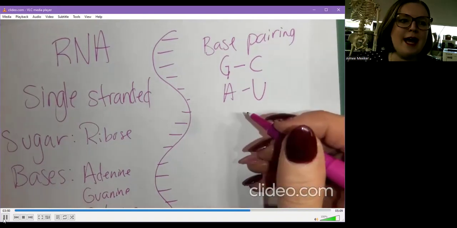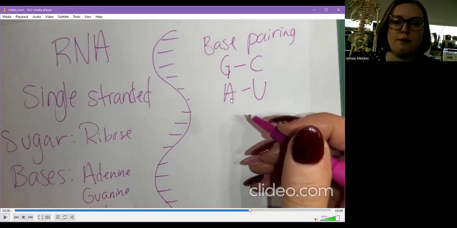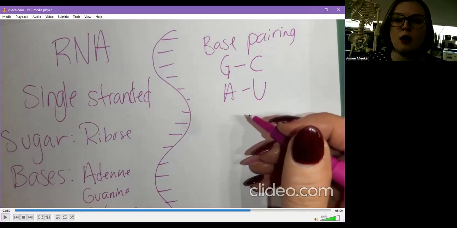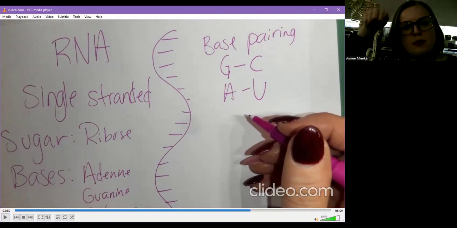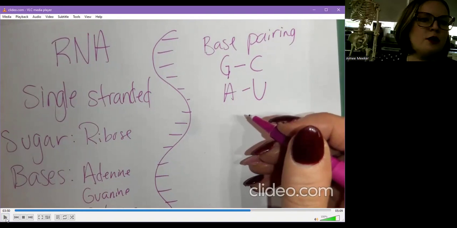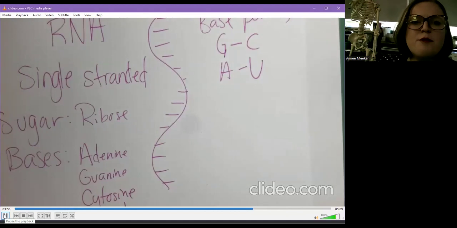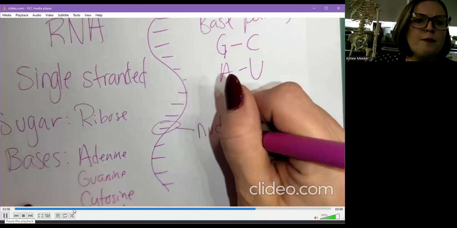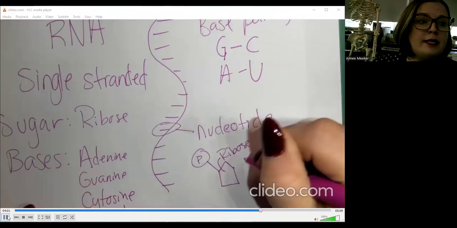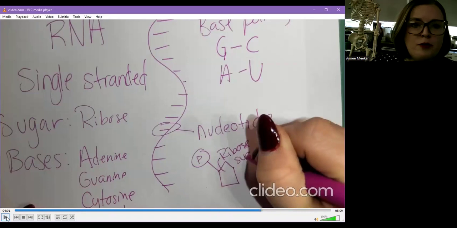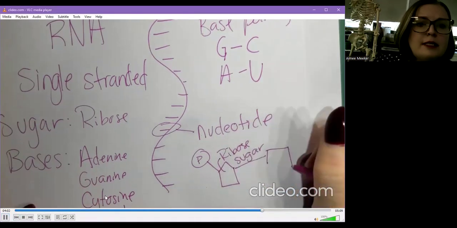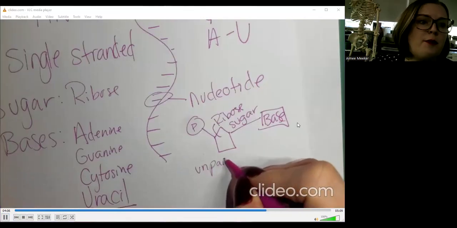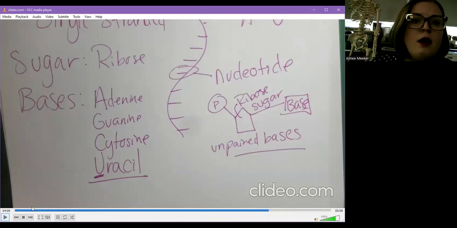G is still going to go to C, and A is now going to pair with U. Before we remembered apples and trees and cars and garages. Well, our cars are still in garages, but now our apples are under. Apples under. A is going to pair with U. So just think about the U as replacing the T when you're on an RNA molecule. So if you're looking at the nucleotide, DNA is made of nucleotides. RNA is also made of nucleotides: sugar, phosphate, and a base. But now that sugar is going to be a ribose sugar, and some of the bases are going to be U instead of T.